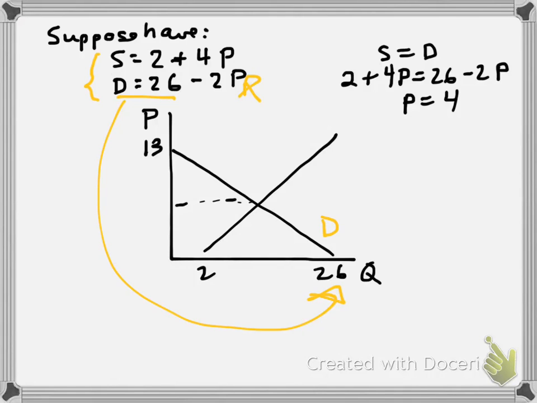So here's the demand curve, here's the supply curve, and we find the equilibrium price by setting supply equal to demand, and we can easily solve that to see that P is equal to 4, so we mark that here. And that's our initial no-trade equilibrium.